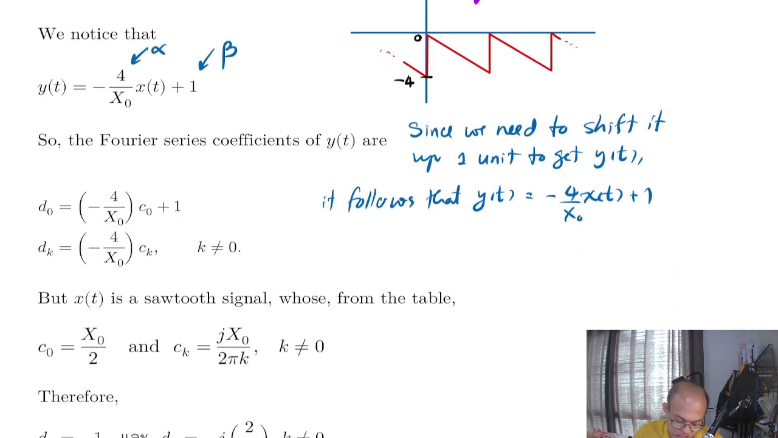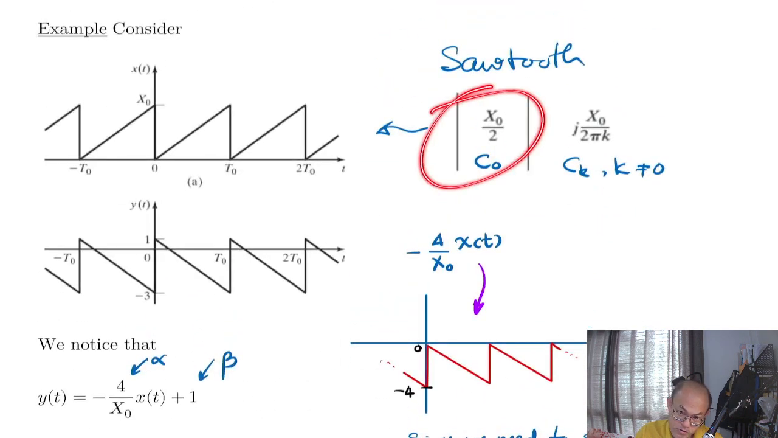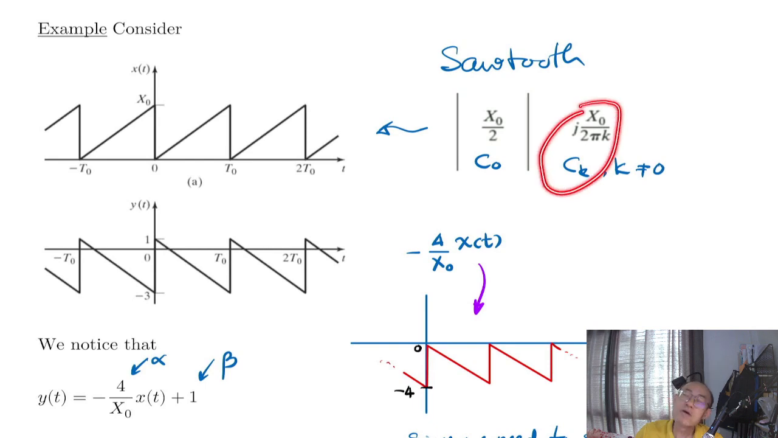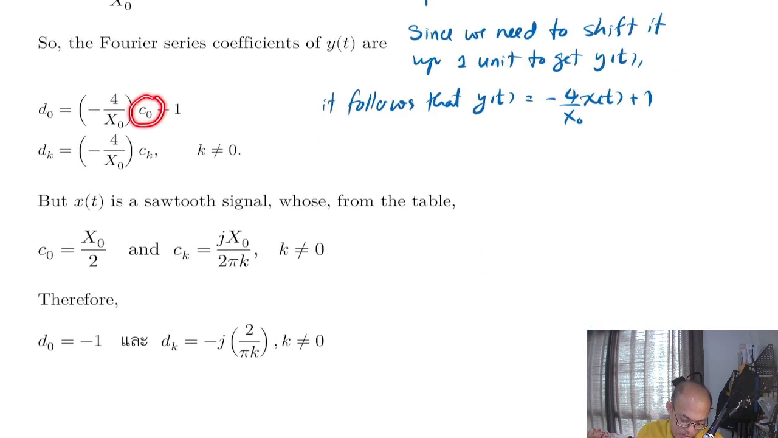But then I have to plug in the sawtooth, right? From the sawtooth, c0 is x over 2, and ck is jx0 over 2 pi k. So plug in c0 as x over 2, and the rest is jx0 over 2 pi k. That is for xt.